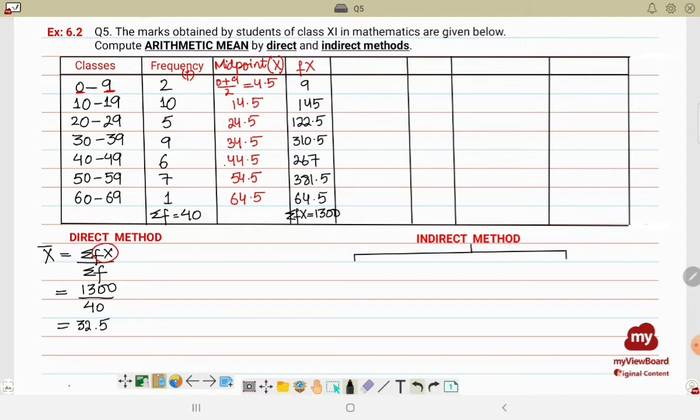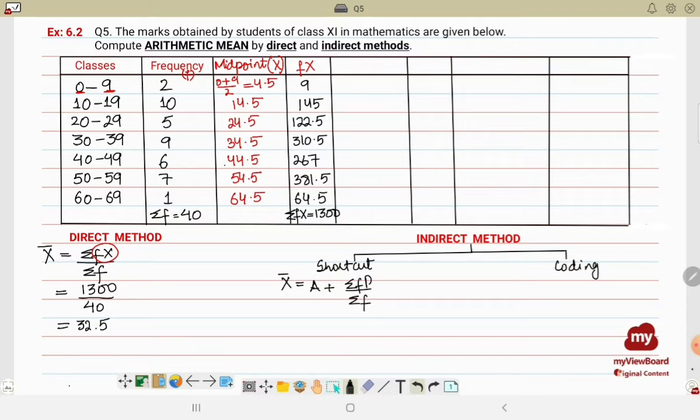ठीक है. Now let's move further to the indirect method. इनडायरेक्ट मैथड में आपने दो फॉर्मूलाज देखे हैं, shortcut and the other is coding. So one by one we will move towards this shortcut method. Again we will write down the formula for the group data for this shortcut method. Right? Now here you see, अब हमने क्या select करना है, fd.